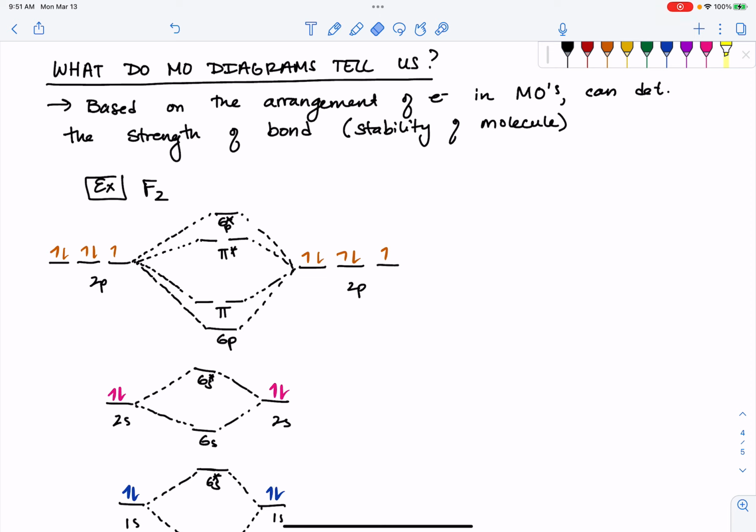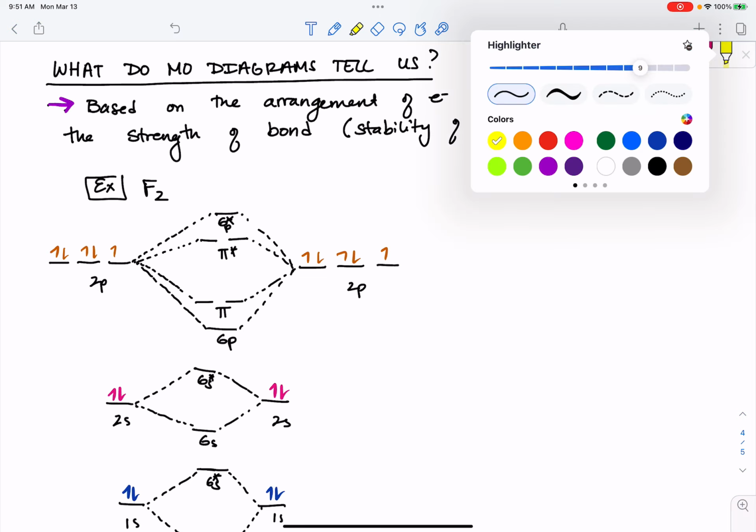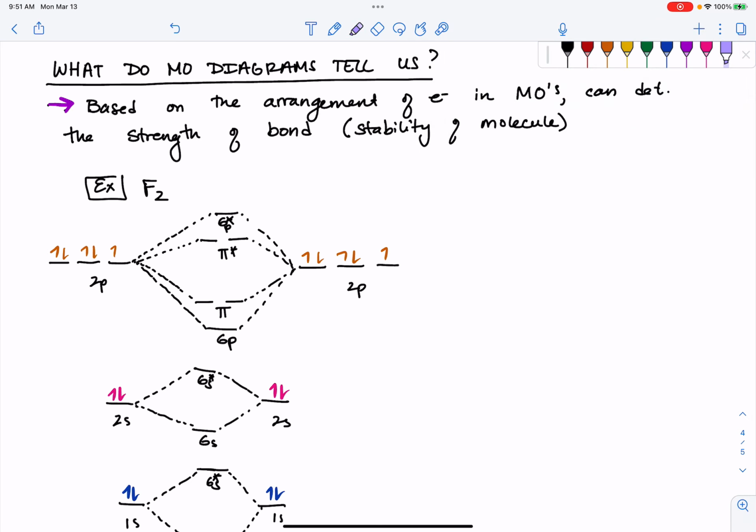Like, why MO theory? And this is because MO theory allows us to make some really interesting observations and predictions about the inherent strength of bonds that are formed. In other words, it allows us to predict the stability of a molecule that's formed based on the arrangement of electrons, or placement of electrons, in different molecular orbitals. So why is that?